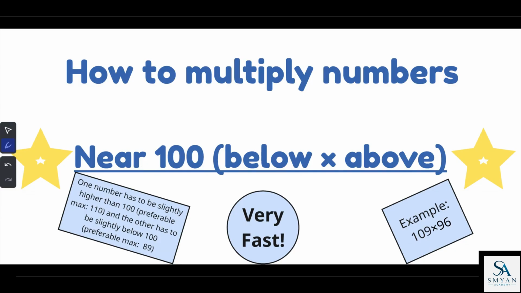One number has to be slightly higher than 100. The preferable max that I would suggest is 110, and the other number has to be slightly below 100, where my preferable max number would be 89. An example of this would be 109, which is above 100, and 96, which is below 100. That's the only case that this trick will work, so make sure you consider that before you try applying this trick on other problems.